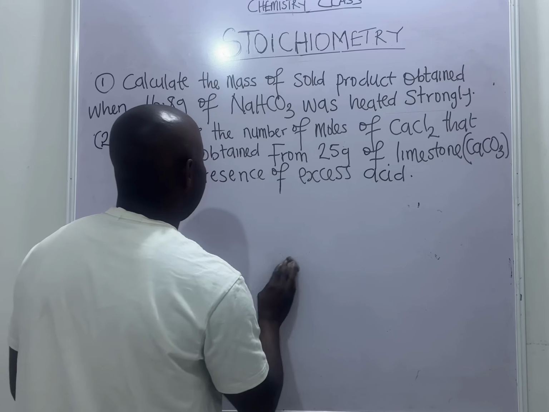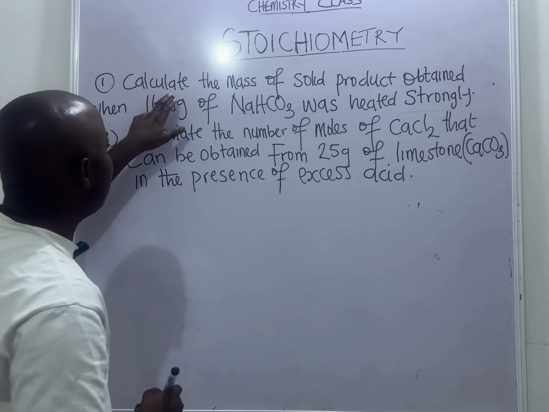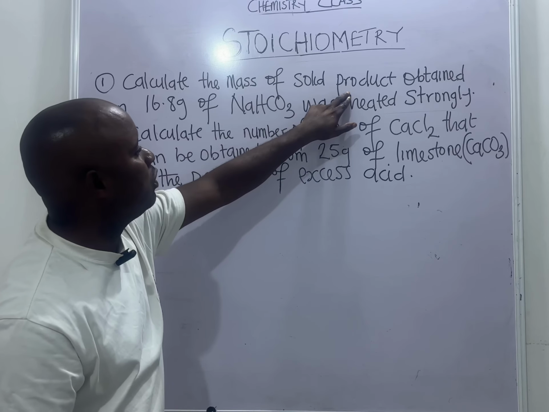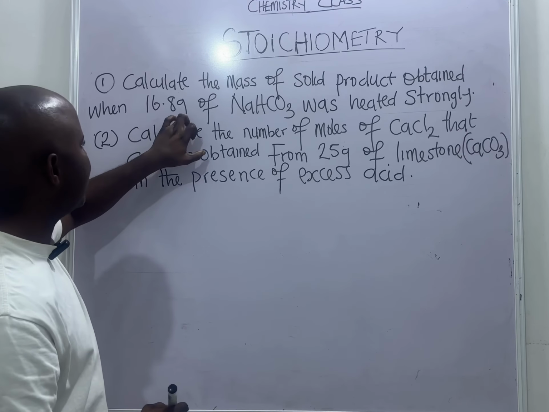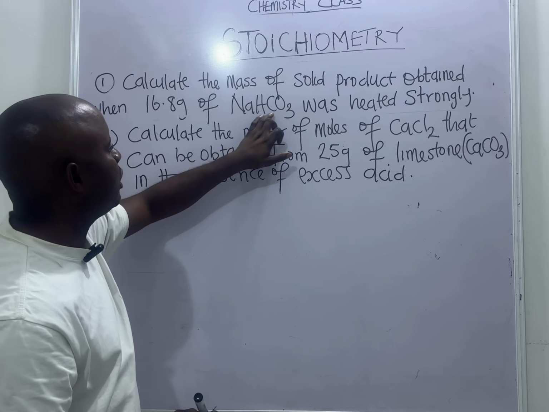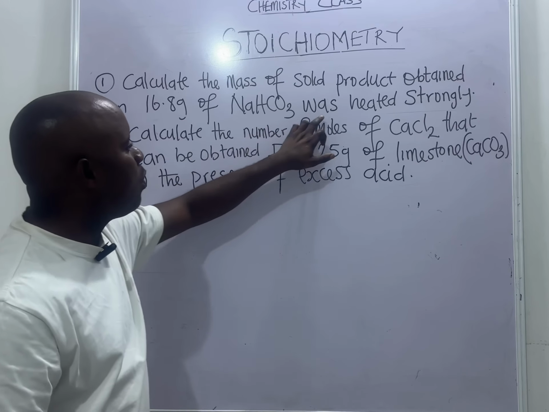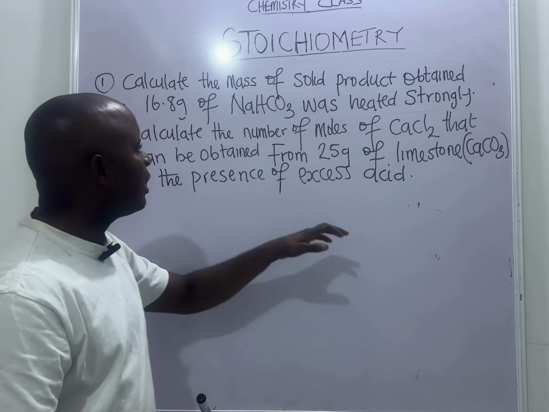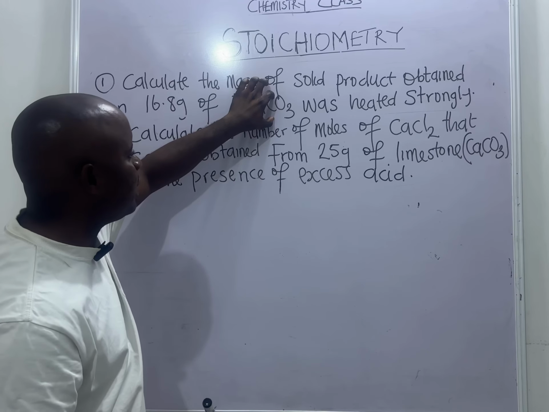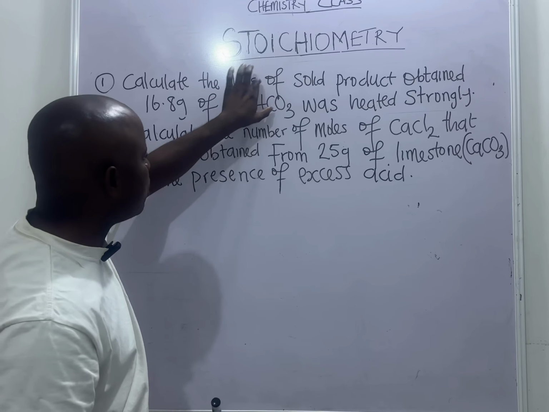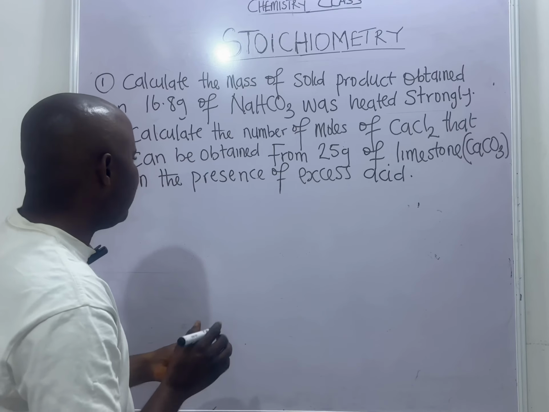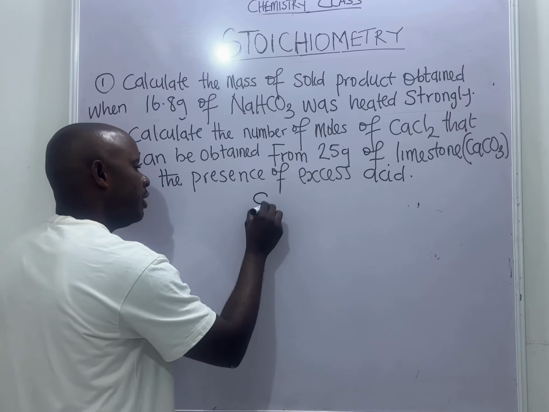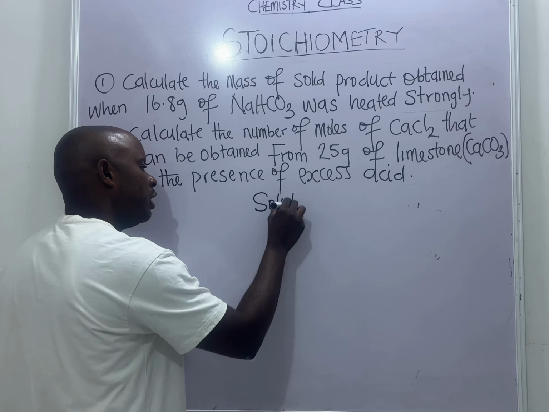From the explanation I've given, one of the questions says: calculate the mass of solid product obtained when 16.8 gram of sodium hydrogen trioxocarbonate(IV) is heated strongly. That is to say, a solid is here. When it is heated, this solid will decompose into other products. Let's explain this.